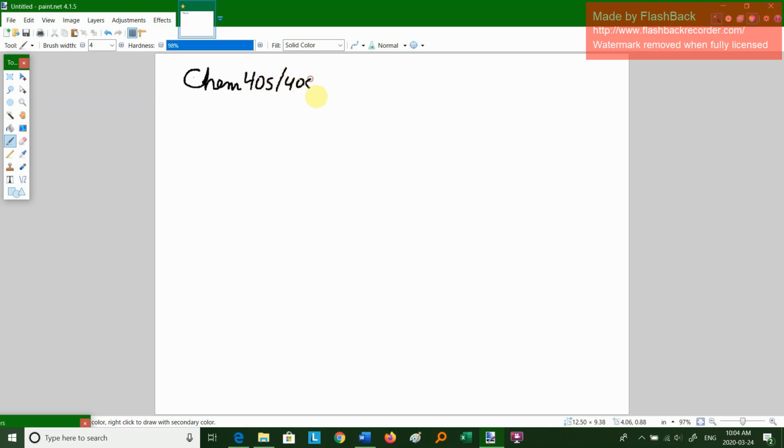Chem 40S, Chem 40SH, Unit 3, Kinetics review. Somebody's saying, why don't you print all this out, type it all out, and just read it? Because it's fun to write it, and you'll pay more attention. It's more simulating the actual environment, which is always fantastic.